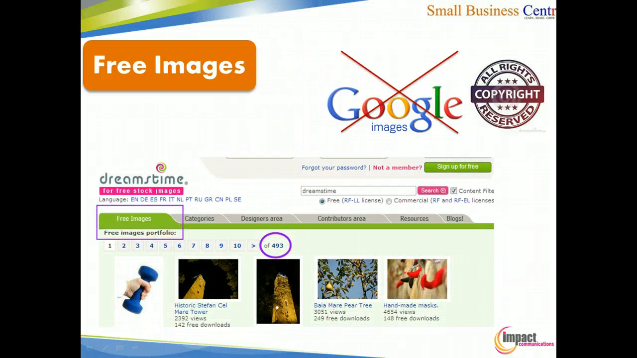You're better off going to the paid sites, and actually almost every single paid site, this one is Dreamstime, for example, has a section of free images.